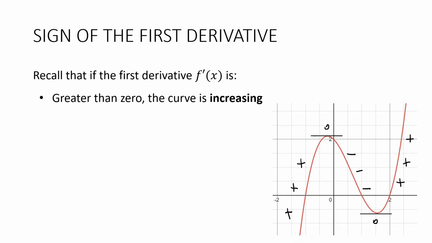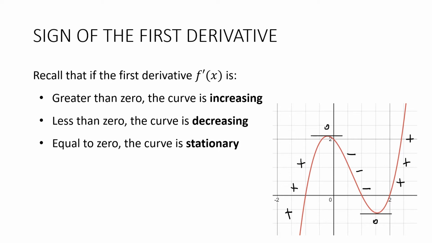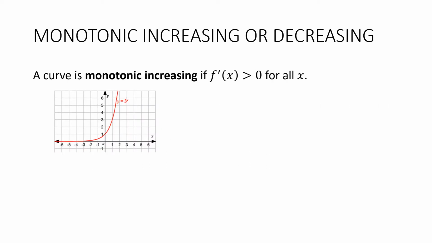It's increasing. If the derivative is less than 0, the gradient of the tangent would be negative and the curve is decreasing. If it's equal to 0, then the curve is stationary. Gradient of the tangent is 0. There are two types of stationary points. There are turning points, which both of these are because they turn around. There's also horizontal inflections.